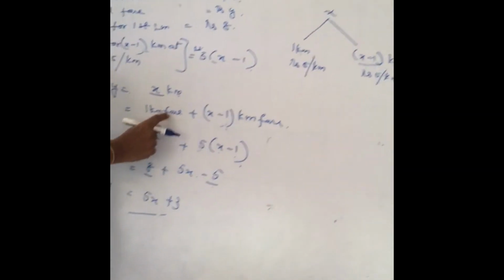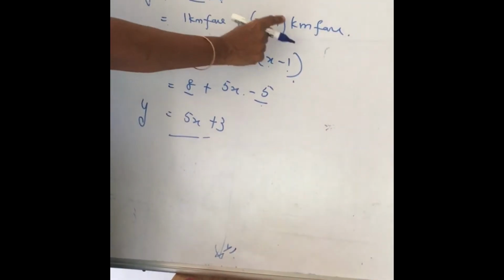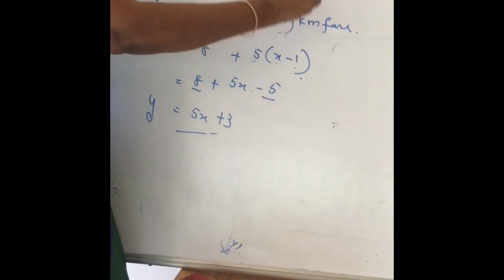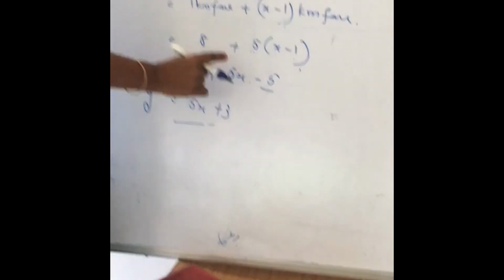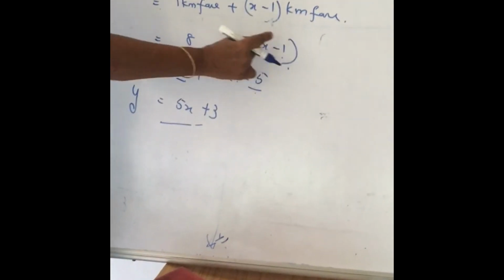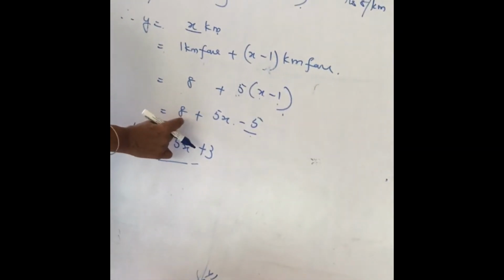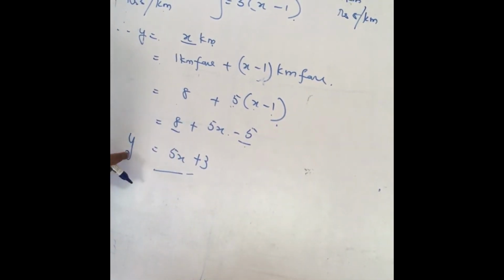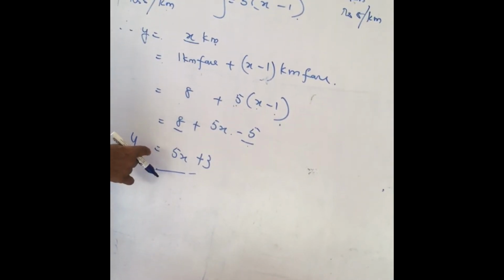What is the fare for 1 kilometer, children? 8 rupees. And for x minus 1 kilometers, it is rupees 5 per kilometer. So we write 5 into x minus 1. Expand, children. 5 into x, 5x, plus into minus, minus, 5 into 1, 5. Numerical numbers, 8 minus 5, 3. And your equation, the linear equation in two variables, is y is equal to 5x plus 3.